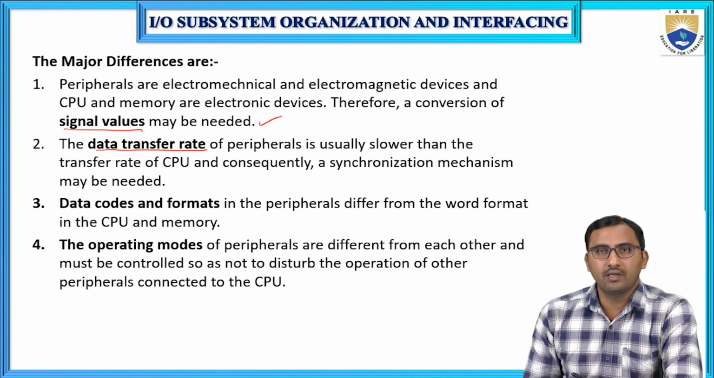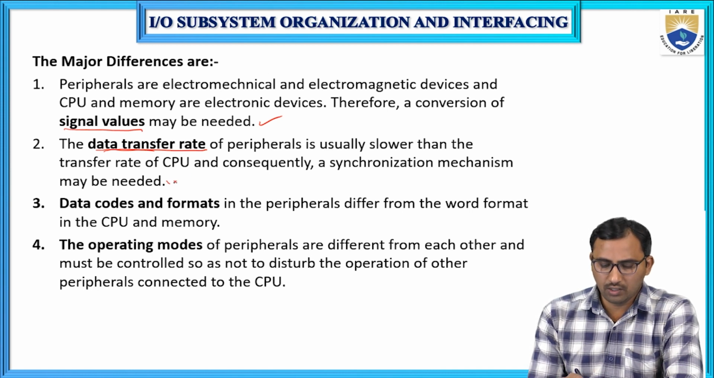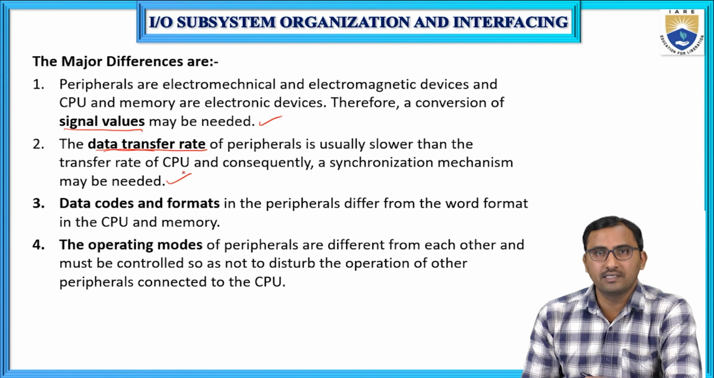That means the CPU will execute the instructions at a faster rate. Because there is a mismatch, there is a difference in the data transfer rates of the CPU and IO devices. In order to synchronize the data transfer rates of the CPU and IO device, in between we are using a special communication link that is nothing but the interface unit. So in order to synchronize the data transfer rates, we are using an interface circuit. That is the second difference.